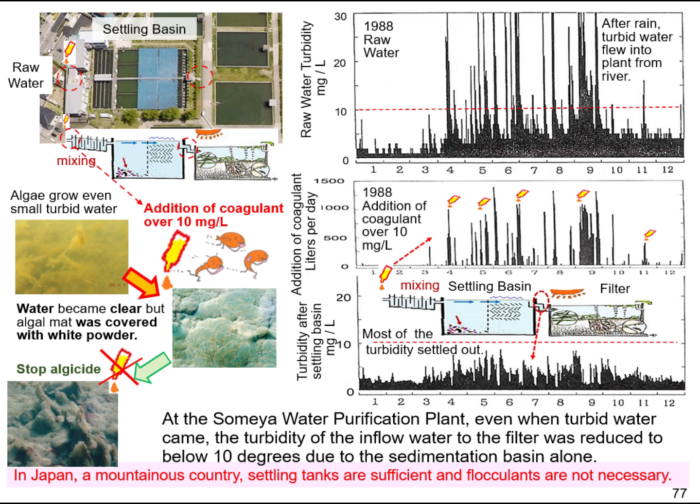At the Sumiya water purification plant, even when turbid water came, the turbidity of the inflow water to the filter was reduced to below 10 degrees by the sedimentation basin alone. I think that since Japan is a mountainous country, settling tanks are sufficient and flocculants are not necessary. The major portion of turbid matter easily settles in the settling basin.